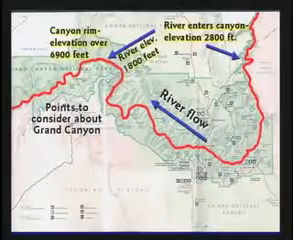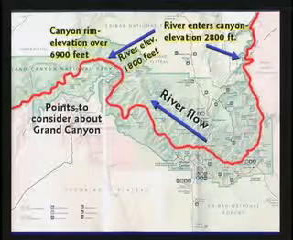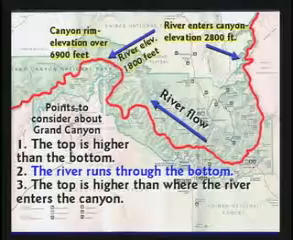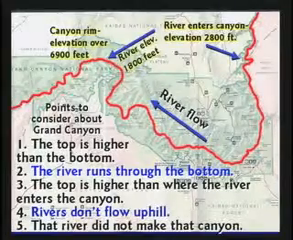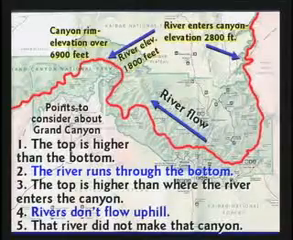And here's the map that they give out at Grand Canyon. If you go there, this is the map they'll give you to get around. The river enters the canyon 2,800 feet above sea level and flows south and then over to the left, to the west. The canyon rim is over 6,900 feet, up to 8,500 feet in places. At that point, the river is only 1,800 feet above sea level. So since the top is higher than the bottom, and the river runs through the bottom, and the top's higher than where the river enters the canyon, and rivers don't flow uphill, then that river did not make that canyon. It's just common sense.